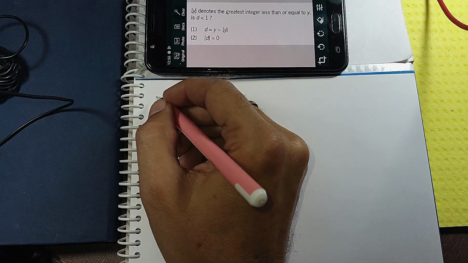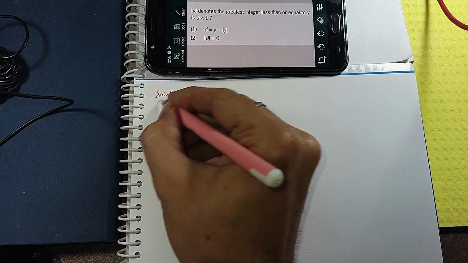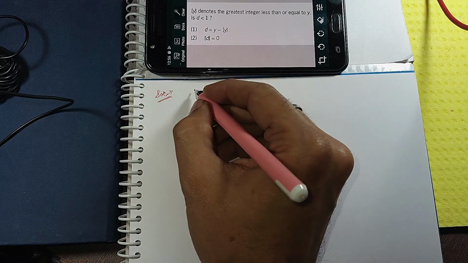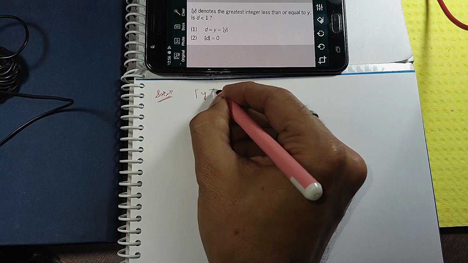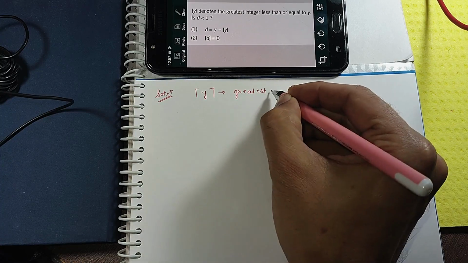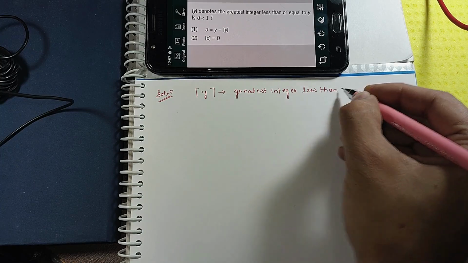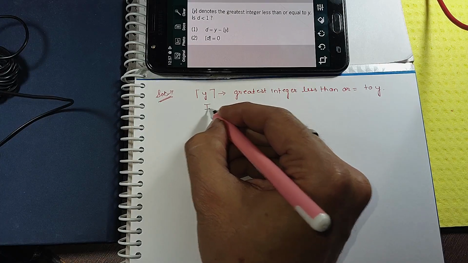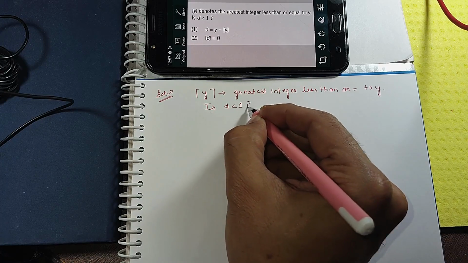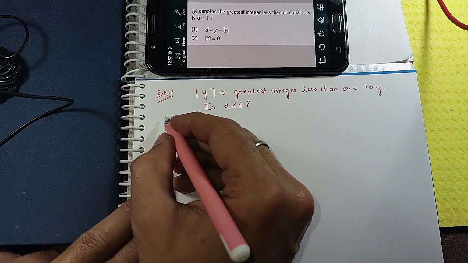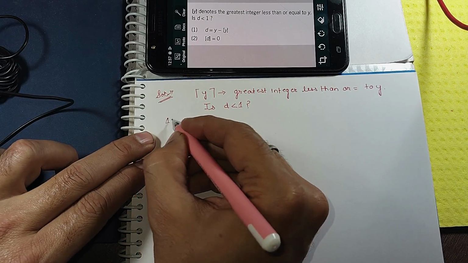If ⌊y⌋ denotes the greatest integer less than or equal to y, is d less than 1? So we have been given that this means the greatest integer which is less than or equal to y, right? We need to find whether d is less than 1 or not. With this information, we will move to statement 1.